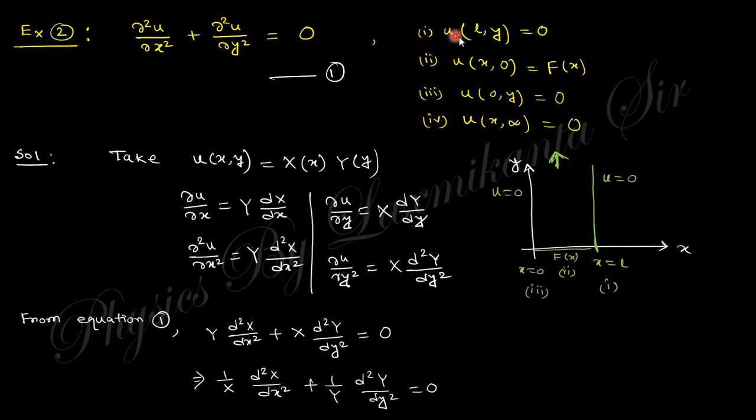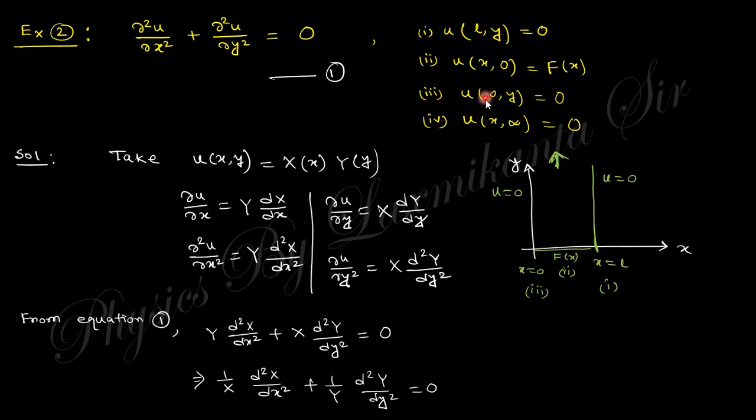Look, at x equals L, y equals y, this u value is 0. That means at x equal to L, every point at x equal to L, this u equals 0. Next is at x equal to x, y equals 0, this is f of x. So y equal to 0 means this x axis. So at the x axis, this will be f of x.